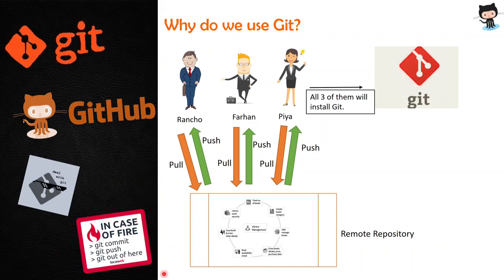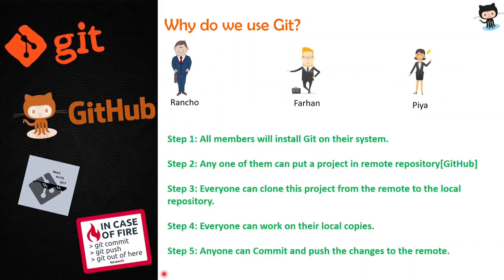Now everyone can pull the project so that they can get a copy of the project. They can work on their local copies, and then they can commit and push the changes to the remote repository. So basically, all the members will install Git on their system. Any one of them can put the project on the remote repository. Then the third step is that everyone can clone this project from the remote repository to the local repository. Now everyone can work on their local copies, and they can commit and push the changes to the remote. So this is the reason why we use Git.